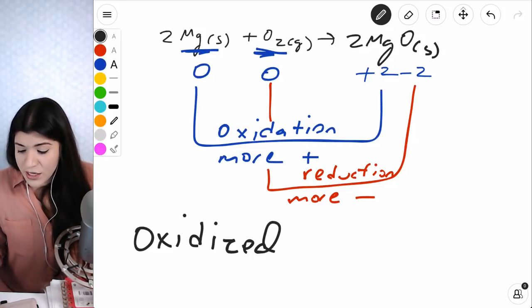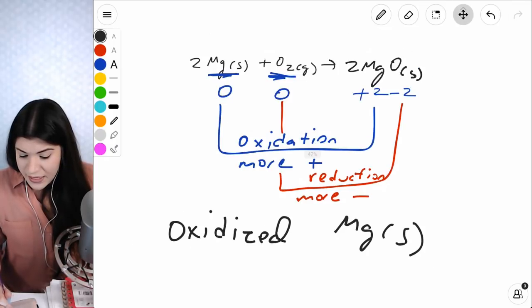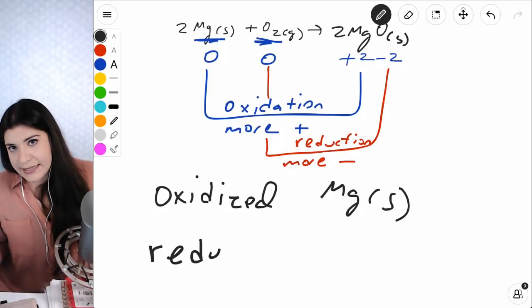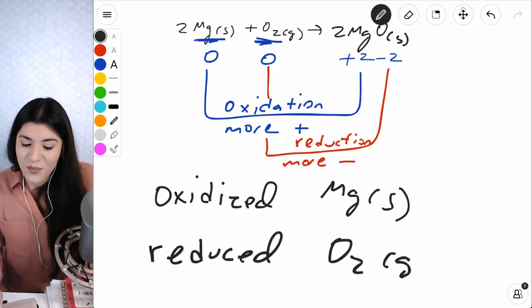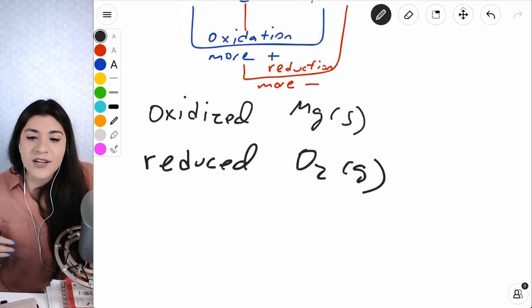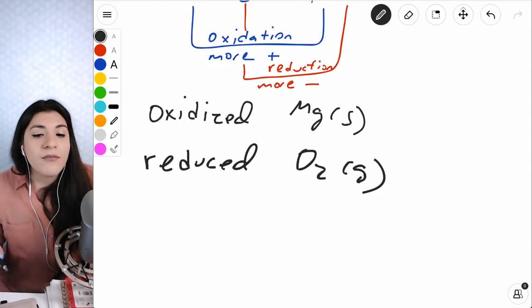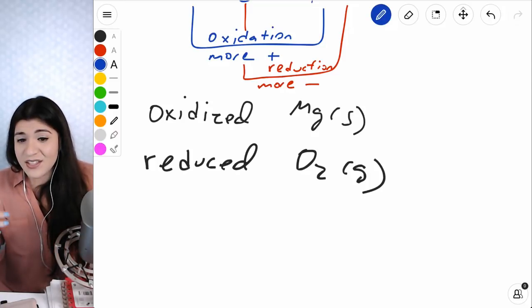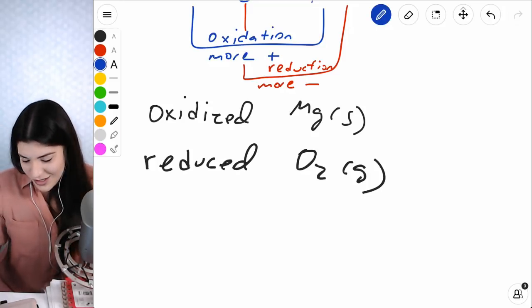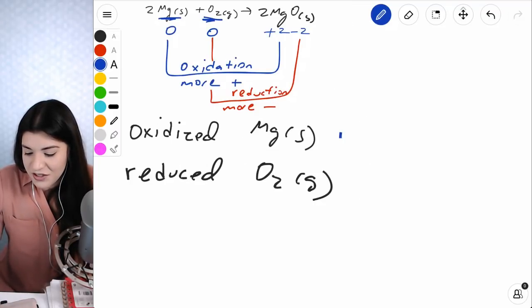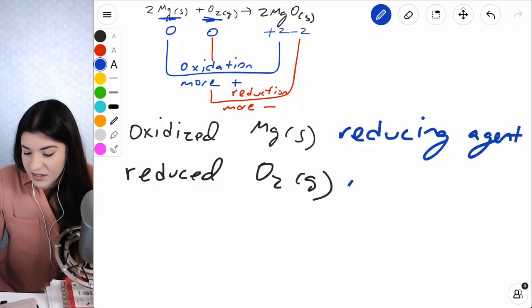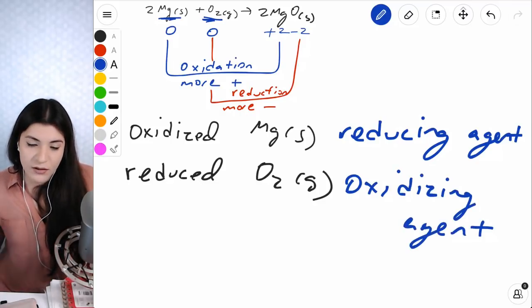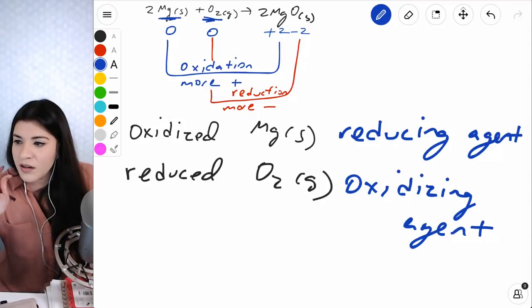So magnesium in its solid state would have been oxidized. And what is being reduced is the reactant that is undergoing reduction. That would have been O2 gas. Now let's go back to what's our oxidizing agent, what's our reducing agent? Whatever is being oxidized is known as our reducing agent. So they're backwards. So this would have been our reducing agent, and then here, this would have been our oxidizing agent. Oxidizing agents are whatever is being reduced. All right, so that's everything on your question.